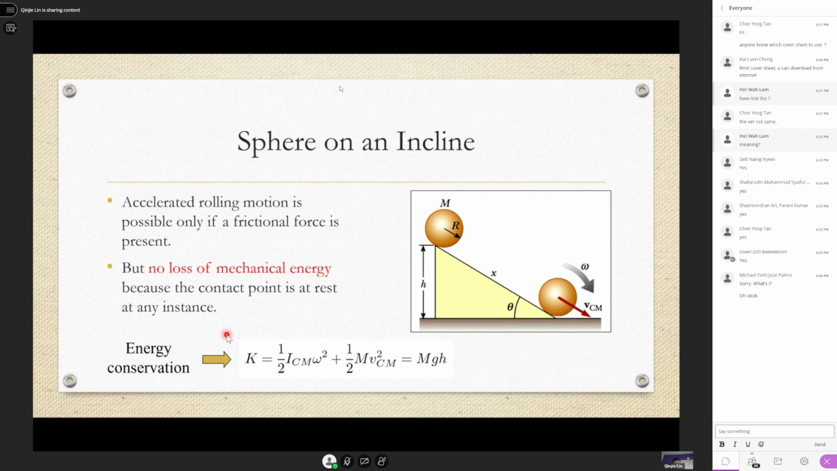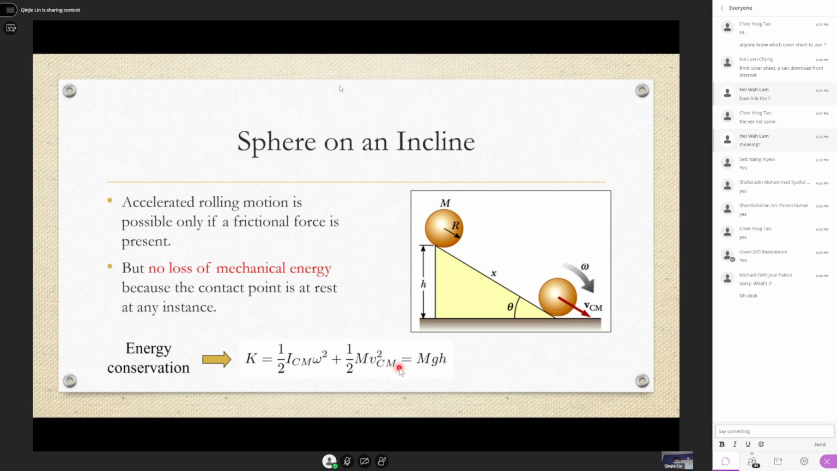That's why there is loss of mechanical energy. But for rolling motion, you roll down an incline, and there's no friction. So no friction means you won't take away any energy, right? So in the ideal case of rolling, there will be no loss of mechanical energy.